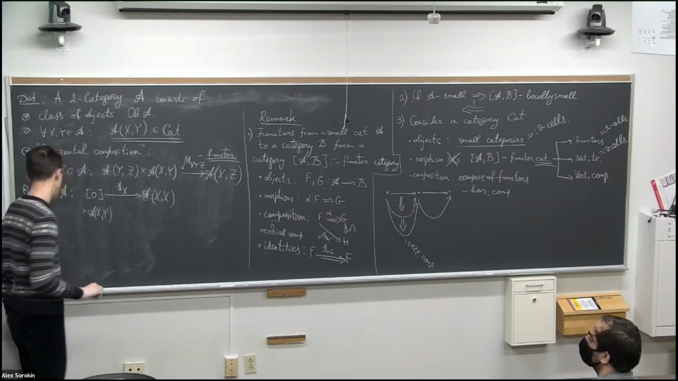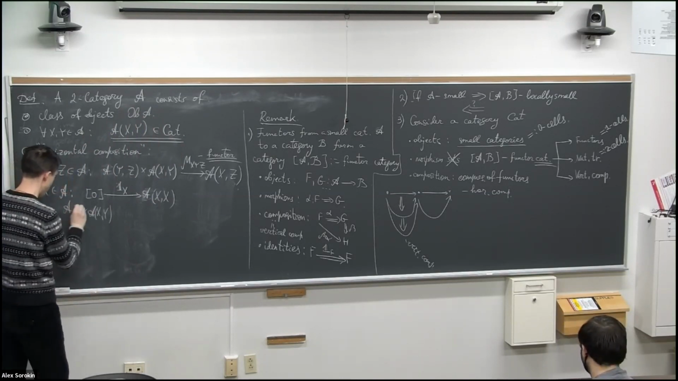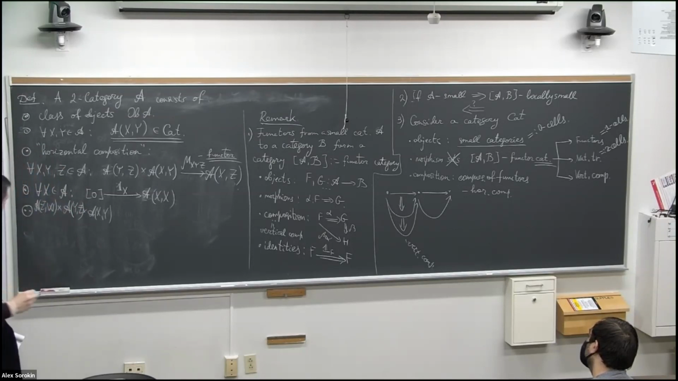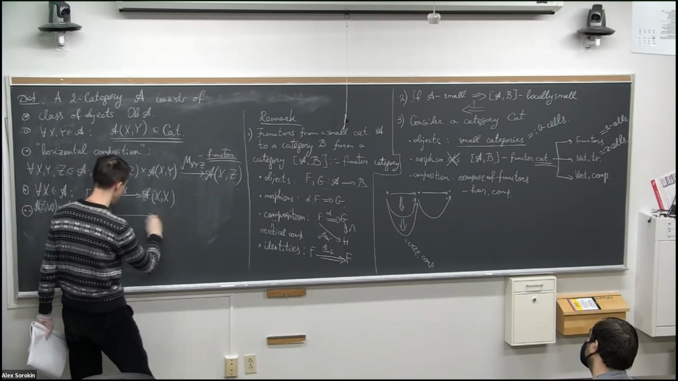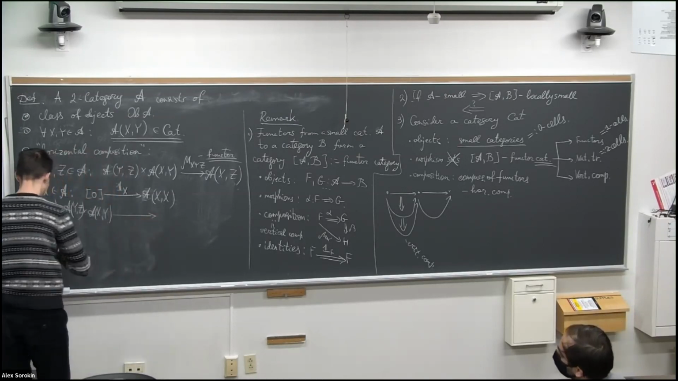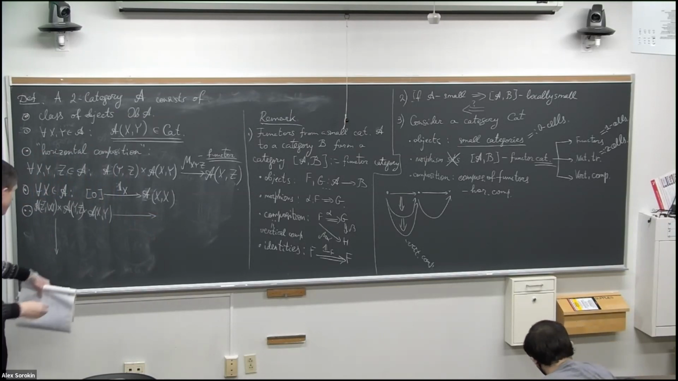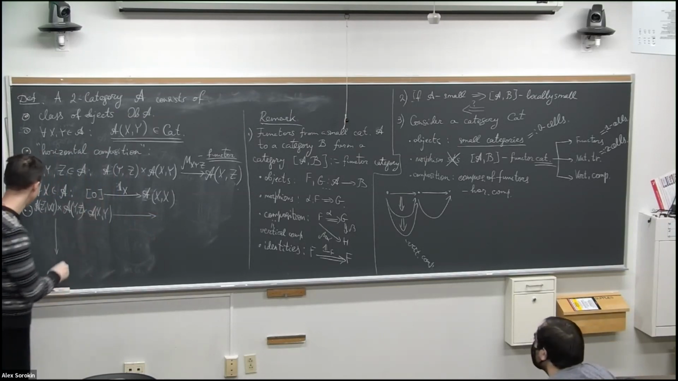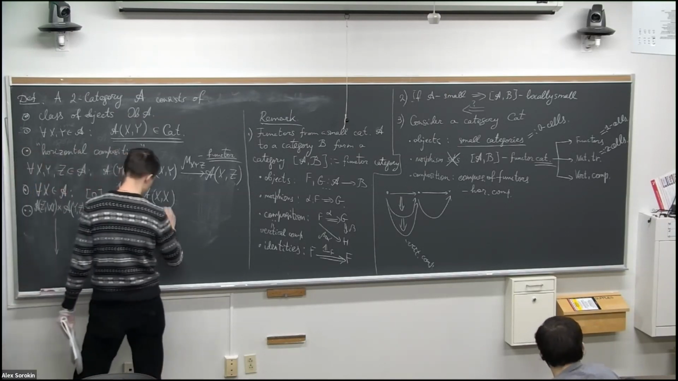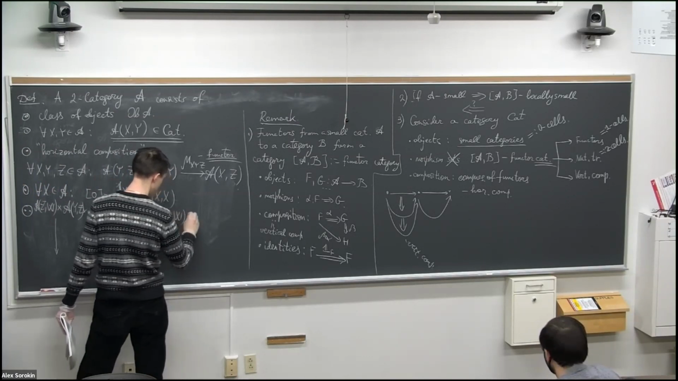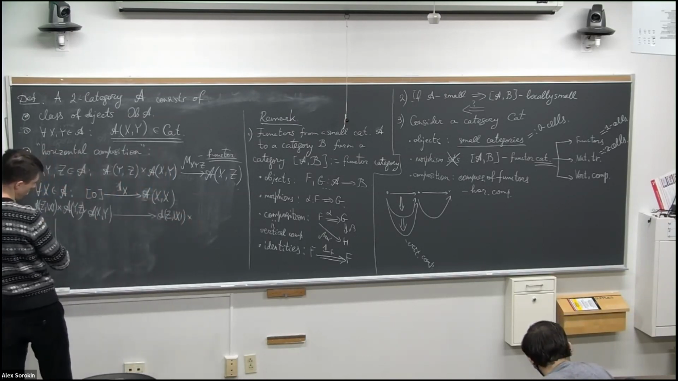So for associativity, we are taking functors from X to Y, from Y to Z, and from Z to W. Then there are 2 ways to compose them. In one way, let's take first the same category, A from Z to W. And here we compose, so it will be from X to Z.